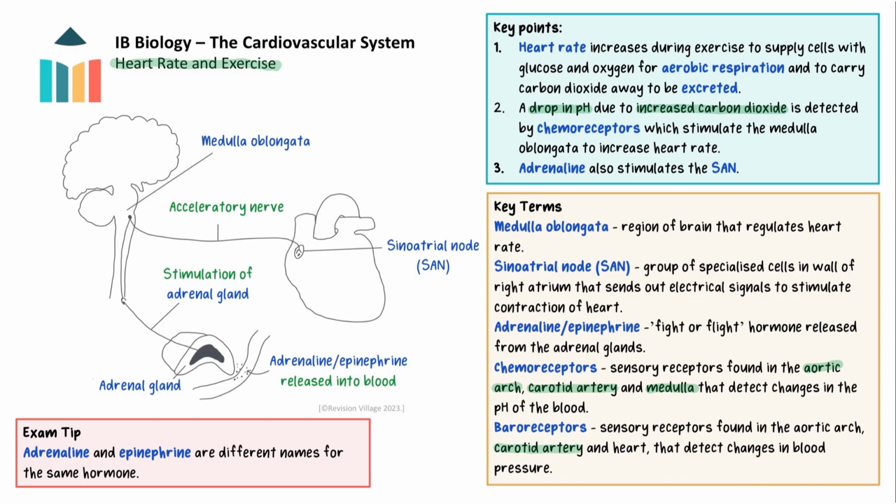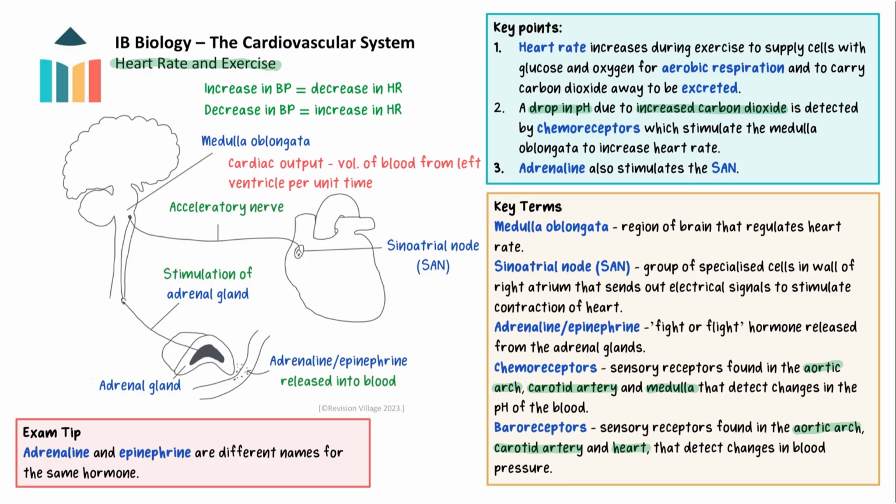Also in the carotid artery and aortic arch, as well as in the heart, are baroreceptors. These sensory receptors continuously monitor changes in blood pressure and provide feedback to the medulla oblongata to help maintain blood pressure and heart rate within a normal range. When blood pressure increases too much, such as it can during exercise, the medulla oblongata brings about a reduction in heart rate. Conversely, if blood pressure drops too low, then the medulla will bring about an increase in heart rate to increase blood pressure by increasing cardiac output, which is the volume of blood the heart pumps out of the left ventricle per unit time.